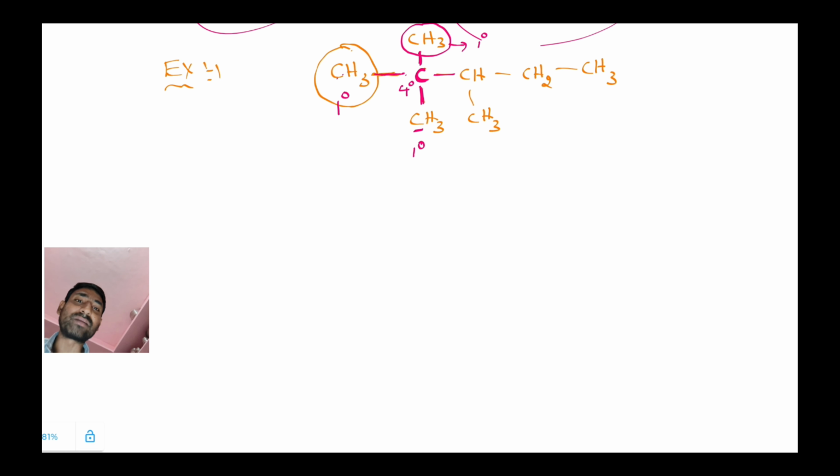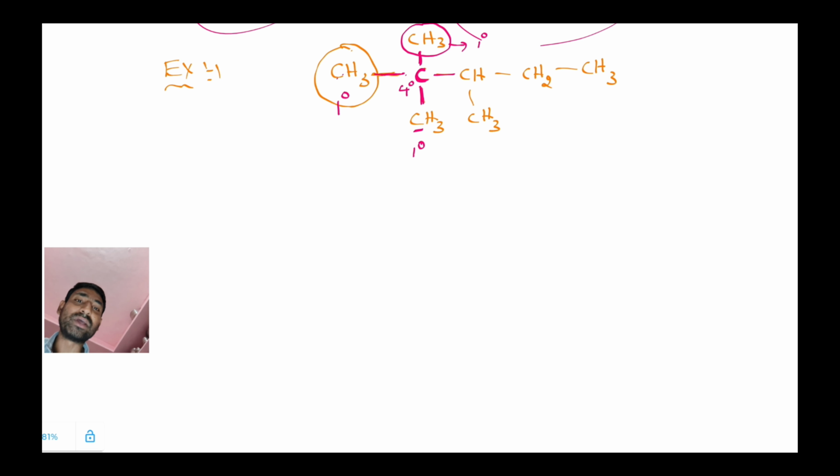Now we have to take this carbon. This carbon has 1, 2, 3 carbon linkages, which means this carbon is called tertiary carbon. Now take a look at this carbon. Now this carbon is linked with only one carbon, so this is primary carbon. Now we have to look at this carbon. Here 1, 2, it is linked with 2 carbons. Now it is secondary carbon. Now this carbon is linked with only one carbon atom, which means this is called primary carbon atom.